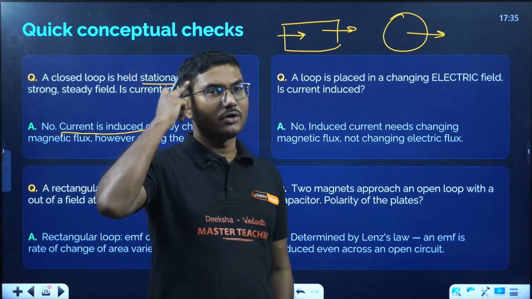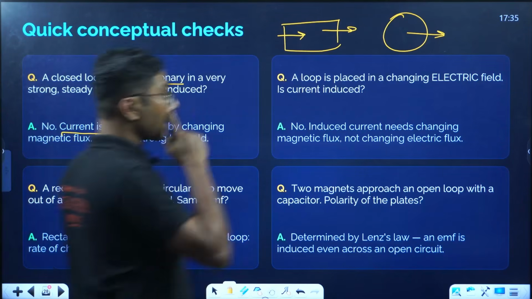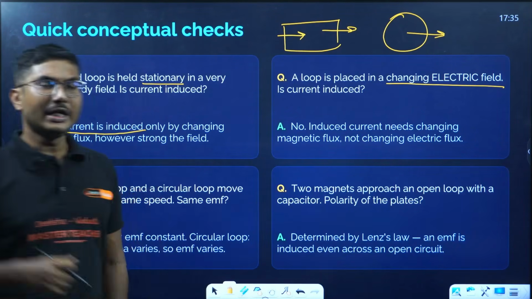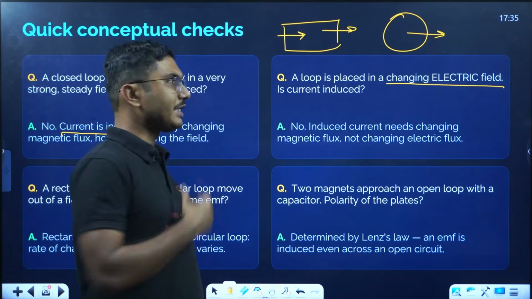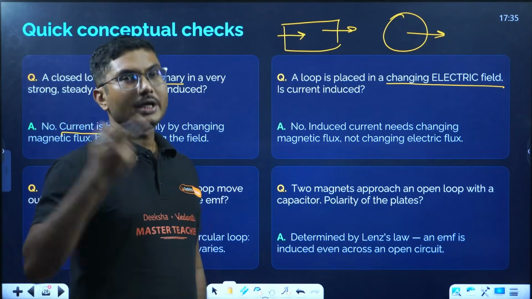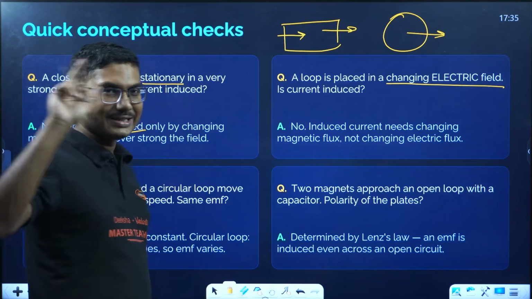Changing electric field will not produce any induced EMF. This is also super important. The changing electric field will not produce any induced current. A changing electric field may produce a magnetic field, but that magnetic field will be constant. So with a constant magnetic field, there will be no induced EMF. So that is the logic.